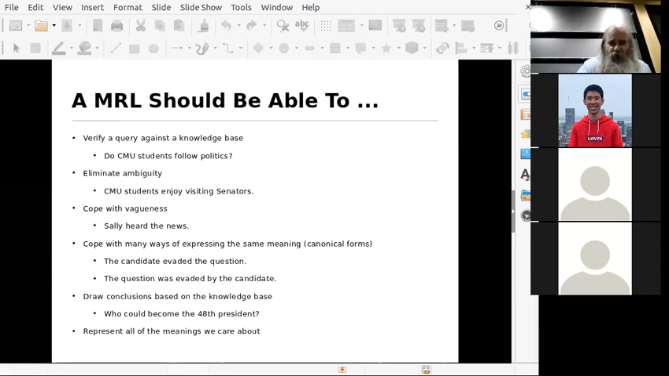We'd like to be able to draw conclusions for things. So given a knowledge base and given information about things in that knowledge base, and be able to generalize from the examples, we'd like to derive information, okay?